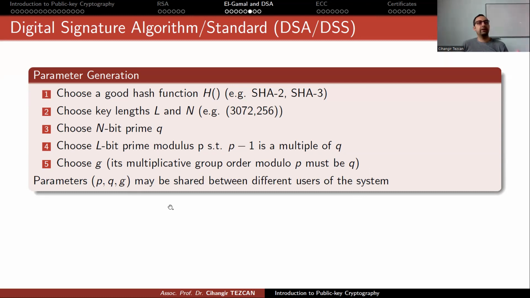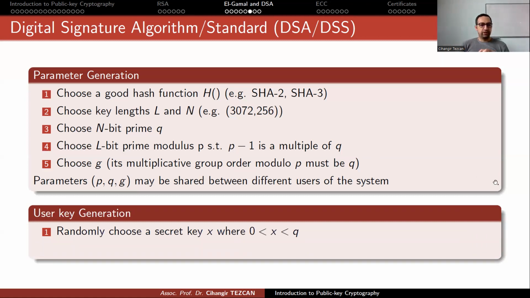So if you want to communicate, for instance, with 100 people, you can give these parameters to all of them and then start communicating, or you can choose new parameters for everybody you want to communicate with. For instance, in Bitcoin or similar cryptocurrencies, here we use an elliptic curve instead of these groups. But that elliptic curve is fixed and everybody is using that. So we know the domain parameters.